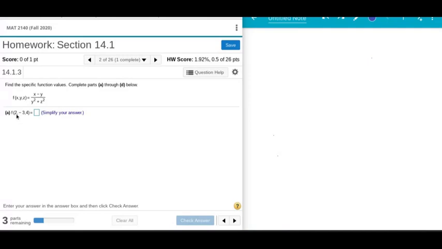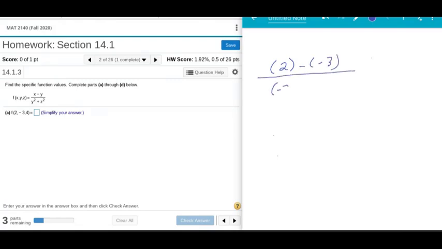So for this first one here, all that this is saying is plug in 2 for x, -3 for y, and 4 for z. And then whatever you get as your output is what this function is asking for. So we'll just work this one out really quick. In the numerator, we have x minus y, and in our denominator, we have y squared plus z squared. So we get 5 on top, and it looks like 9 plus 16 on bottom. So that's going to be 5 over 25, which we can simplify to 1/5.